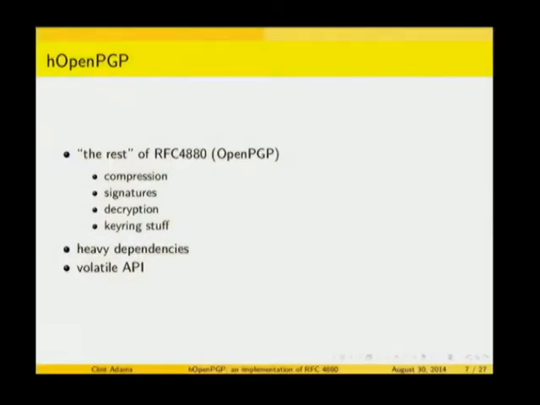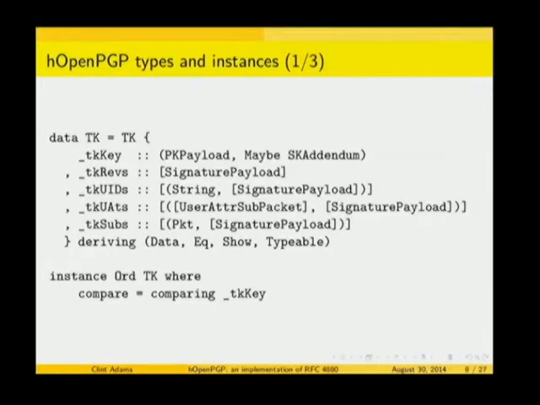hOpenPGP is more interesting. It does the rest of RFC 4880, compression, signatures. It's kind of a beast. It's not entirely portable because it uses Haskell features that are not present on all of Debian's architectures. And the API keeps changing and is going to keep changing for the foreseeable future.